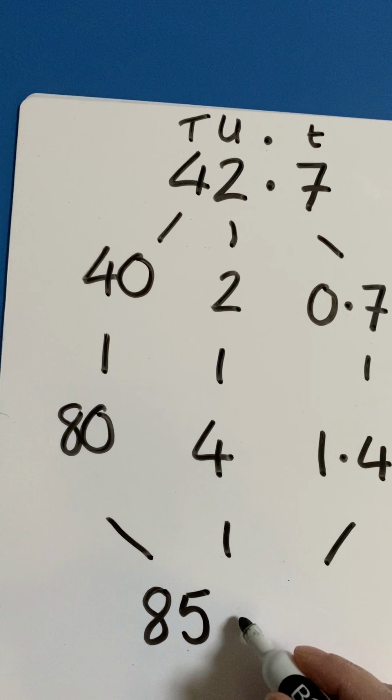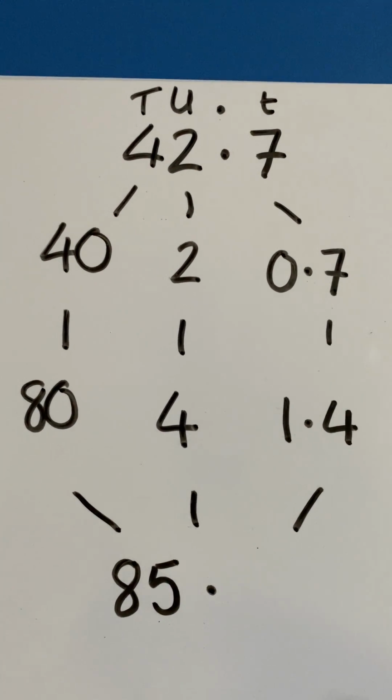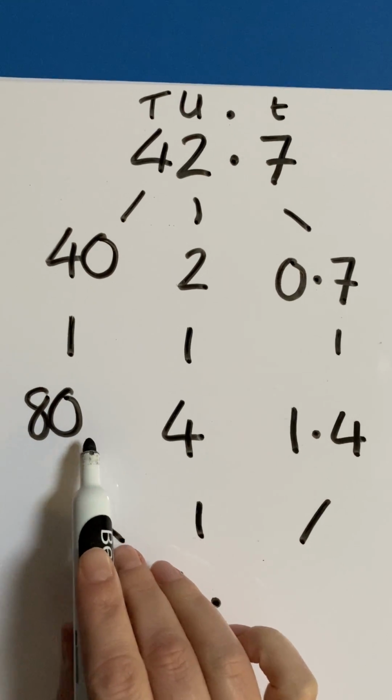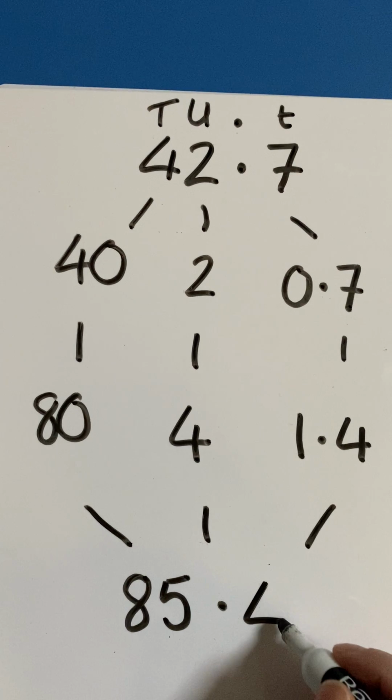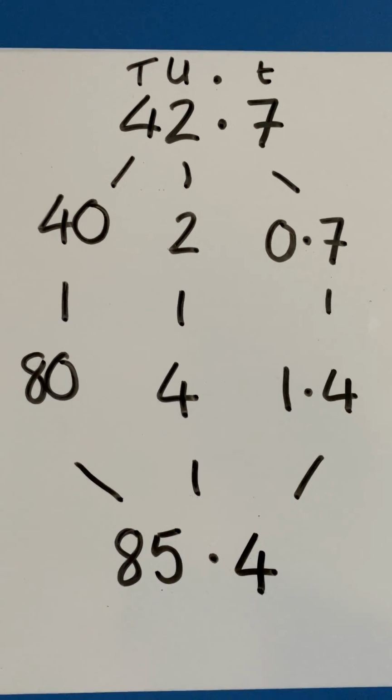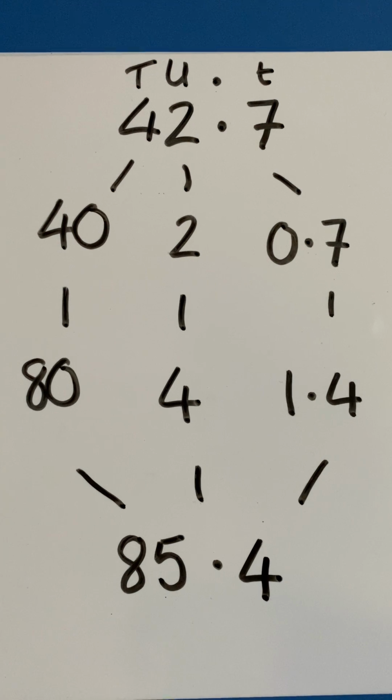I'm going to put in my decimal point. And I can see that from my answers, I've got no tenths here, no tenths here, and 4 tenths here. So I can work out that double 42.7 is 85.4.